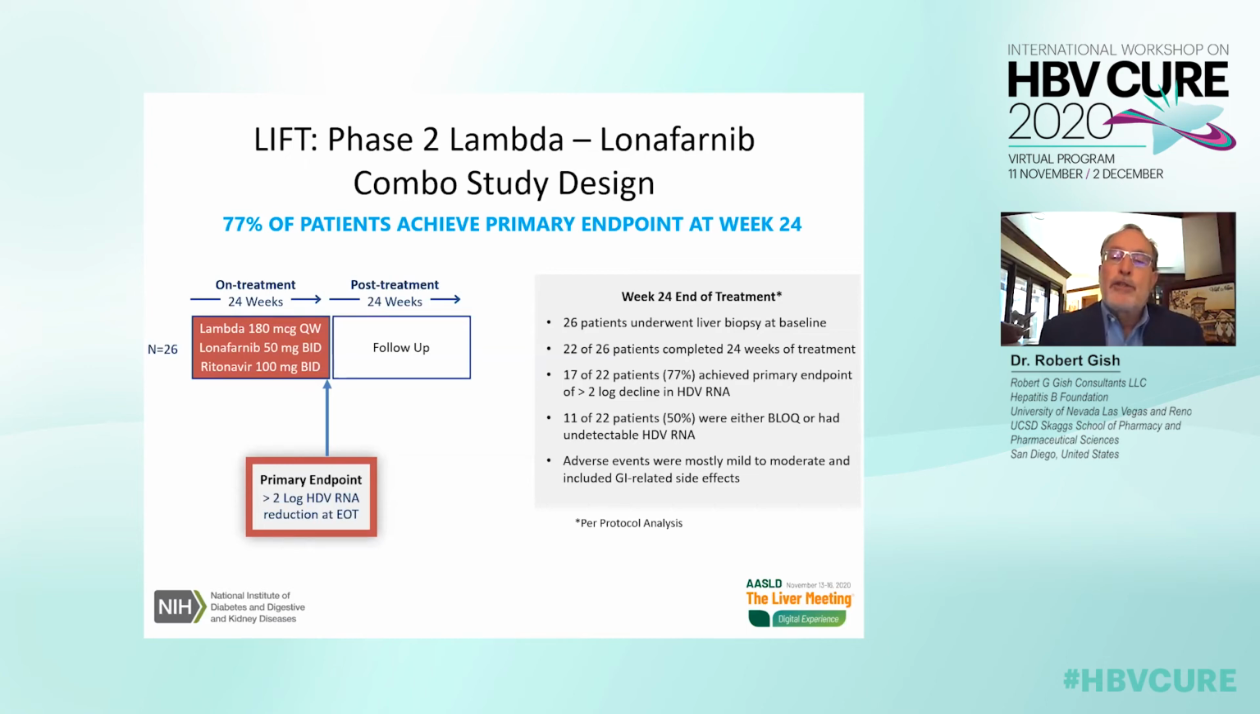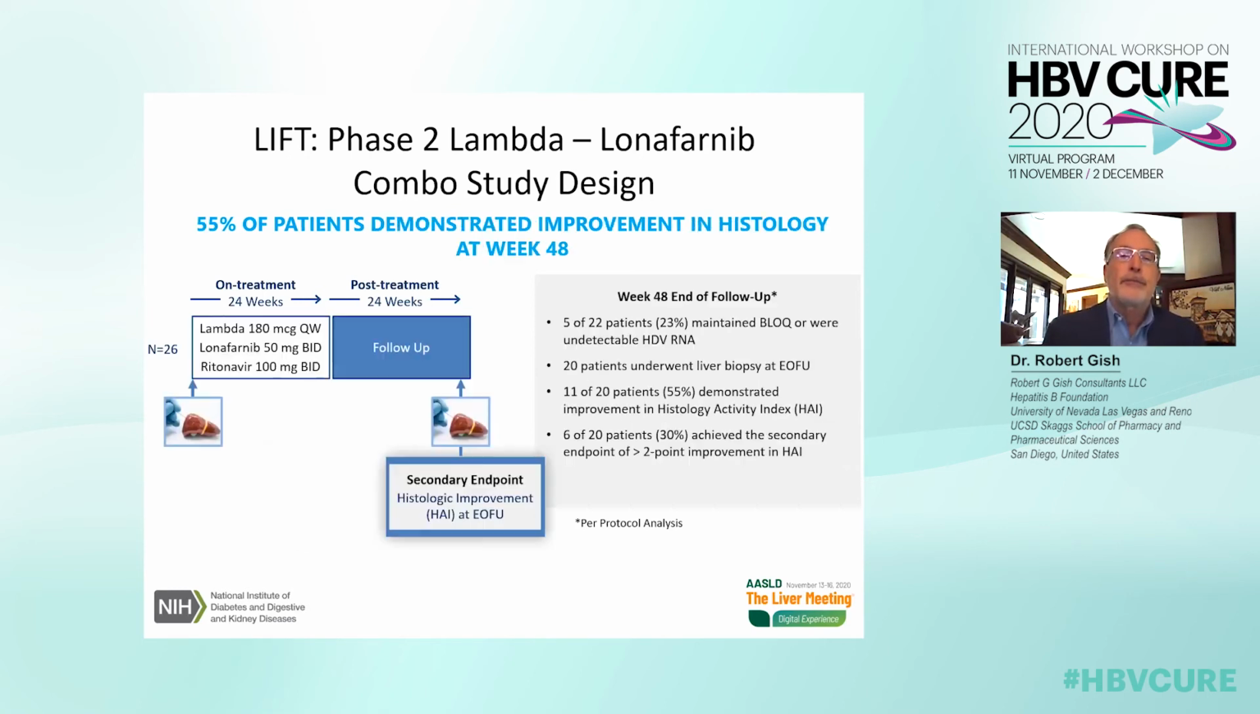Let's talk about the primary endpoint at week 24. 22 of 26 patients completed 24 weeks of treatment, with 17 of 22 achieving the primary endpoint of greater than 2 log decline in HBV RNA. 11 of 22, or 50%, were either below level of quantification or had undetectable HBV RNA. Adverse events were mostly mild and moderate and included GI-related side effects.